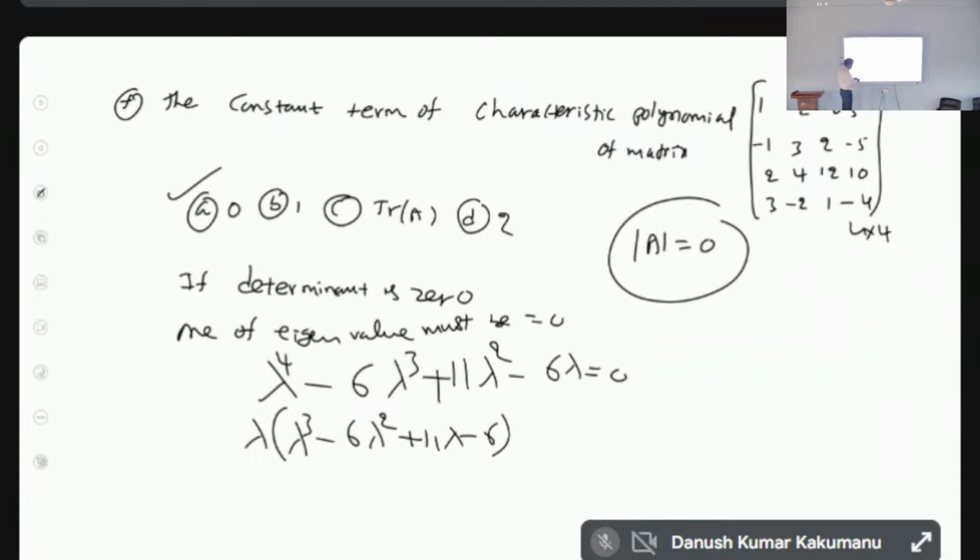This is also a previous GATE question, recent papers. Next. Is it clear to all of you? 0 is the answer.